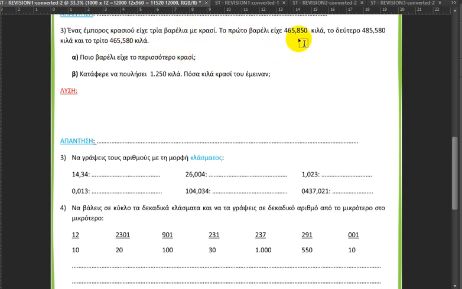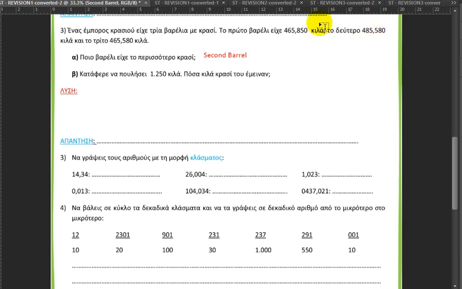A person has 3 barrels of wine. The first one has 465.85 kilograms. The second one has 485.58 kilograms. And the third one has 465.58 kilograms. Okay, which one has the most wine? All right, so in this case, if you remember how to compare decimals, we first look at their integral parts. So this one has 465, 465. This is 485, which means that the second barrel is the most.